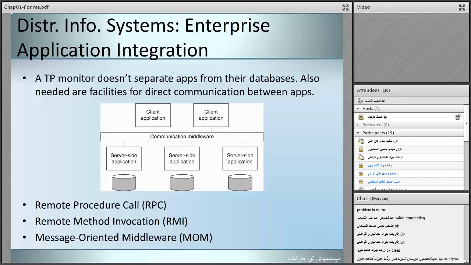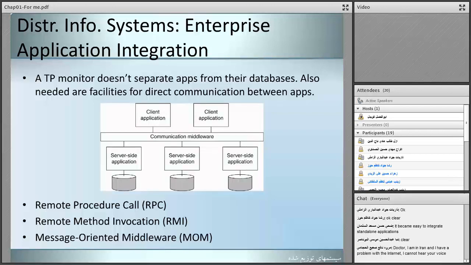The other one is remote method invocation, or RMI in short. It is exactly the same as RPC, but in an object-oriented environment. An example of RMI is the Java API. Java is an object-oriented programming environment. So in this environment, we have RMI.